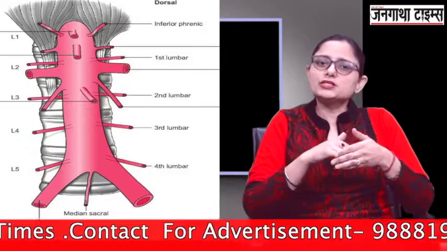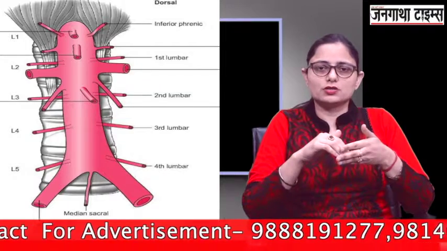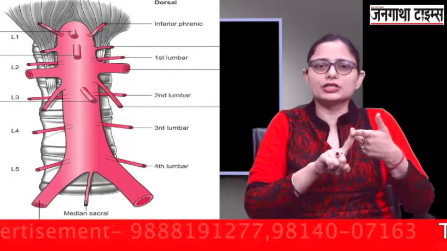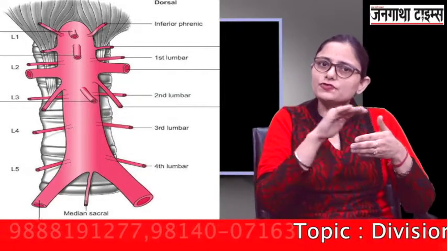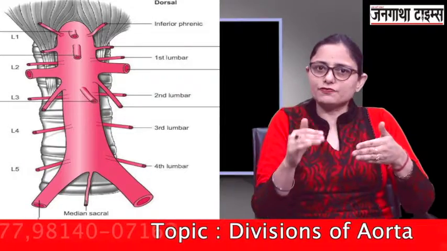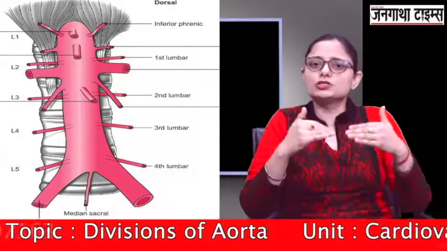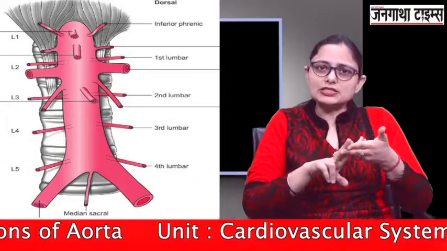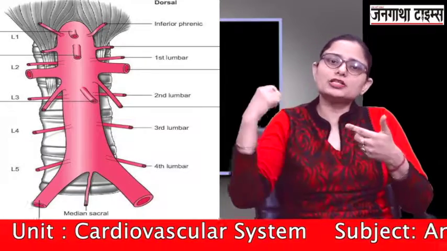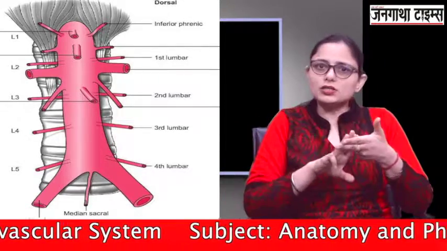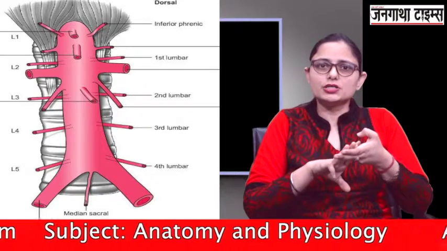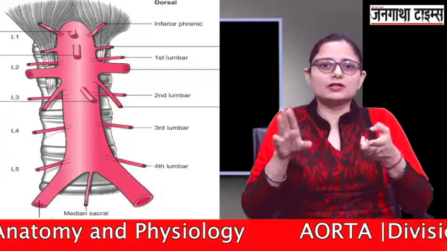Then are the parietal branches of the abdominal aorta. The first one is the inferior phrenic artery. It will supply the inferior part of the diaphragm, that is the part which lies towards the abdomen. Second are the lumbar arteries, which supply the posterior abdominal wall. And third is the median sacral artery, which supply the sacrum and the coccyx.